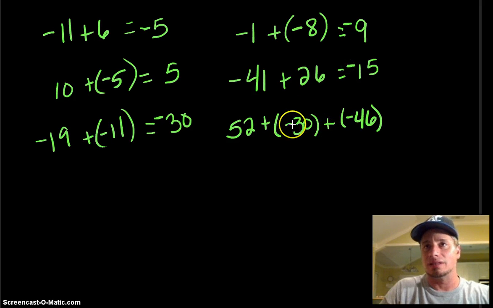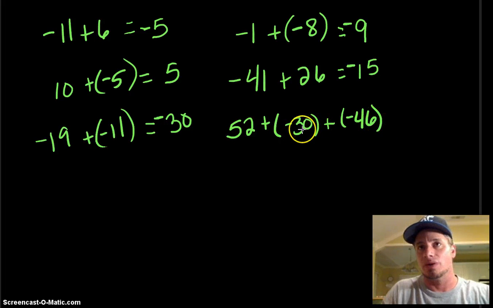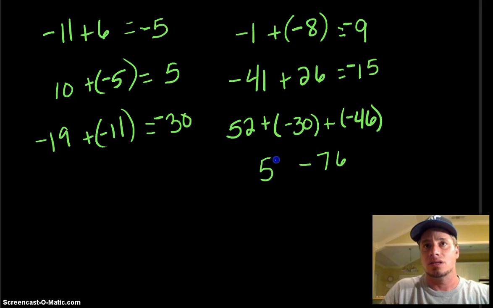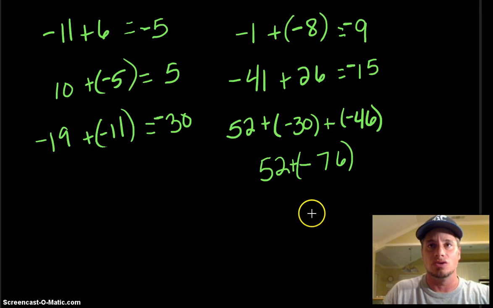Okay, here we've got two things going on. Let's go ahead and do the last part, same sign sum. So I've got -30 and -46. That gives me -76. So I bring down the 52 plus -76. Now the parentheses are only here to separate the negative on the 76 from the addition sign. That's the only reason they're there. Has nothing to do with multiplication at all. It's just separating the signs.